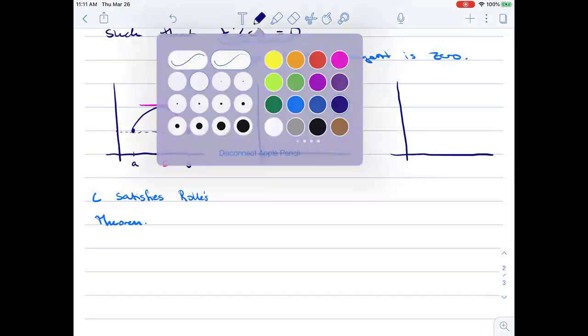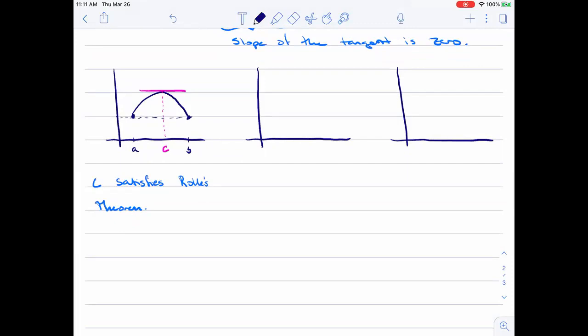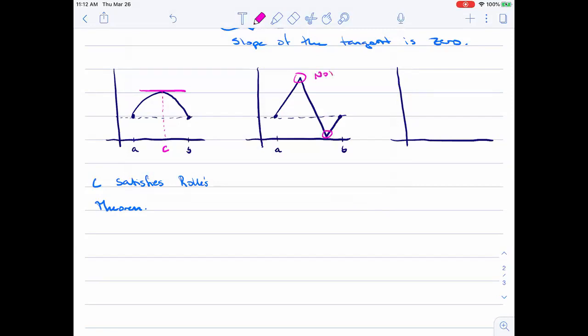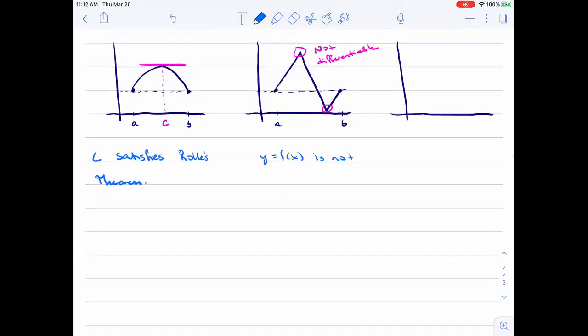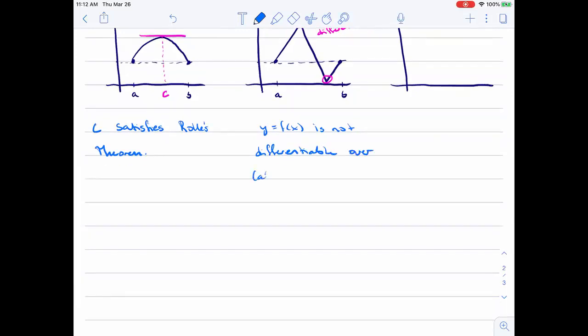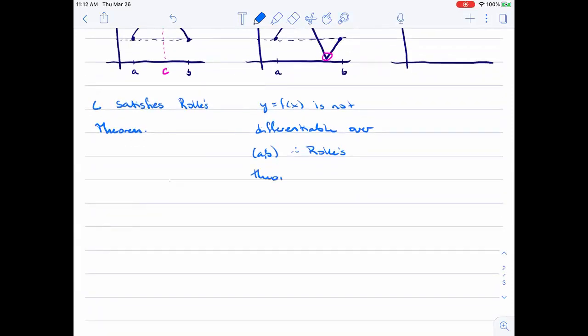One option where Rolle's theorem does not apply: we can start at this point, and if we fix this endpoint here, so A, B, so far so good. We're at the same y value. But if our graph looks something like this, then at these points it's not differentiable because we said we can't have any corners. And so here what we're saying is y equals f of x is not differentiable over AB. Therefore, Rolle's theorem does not apply.